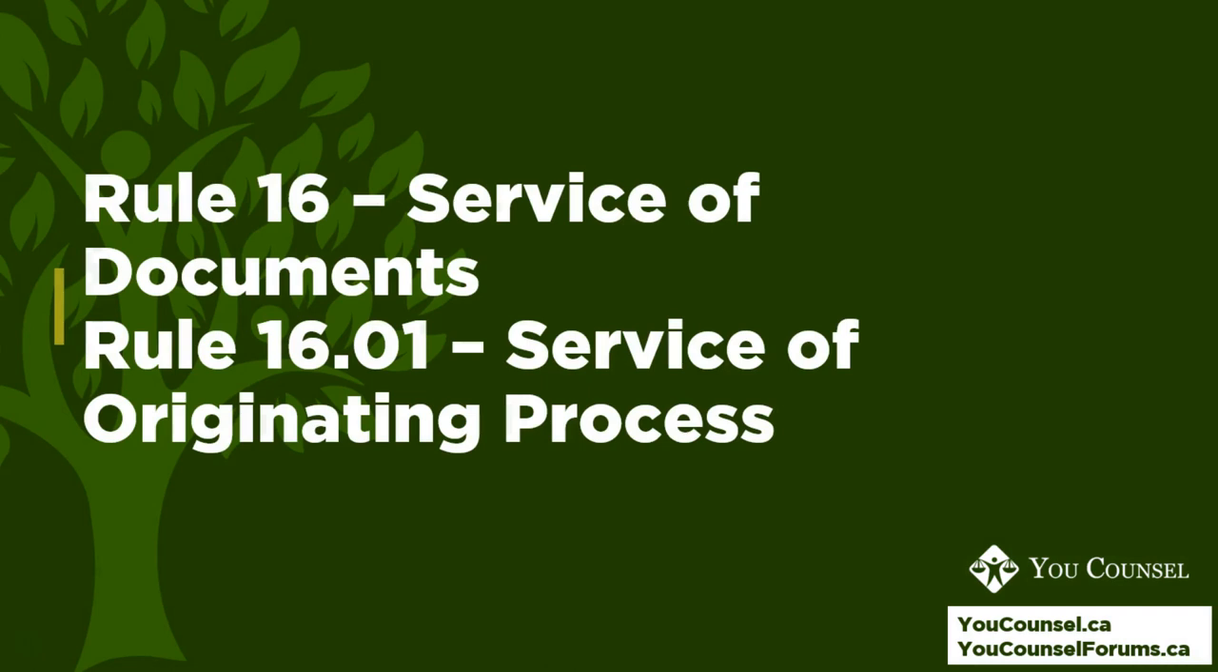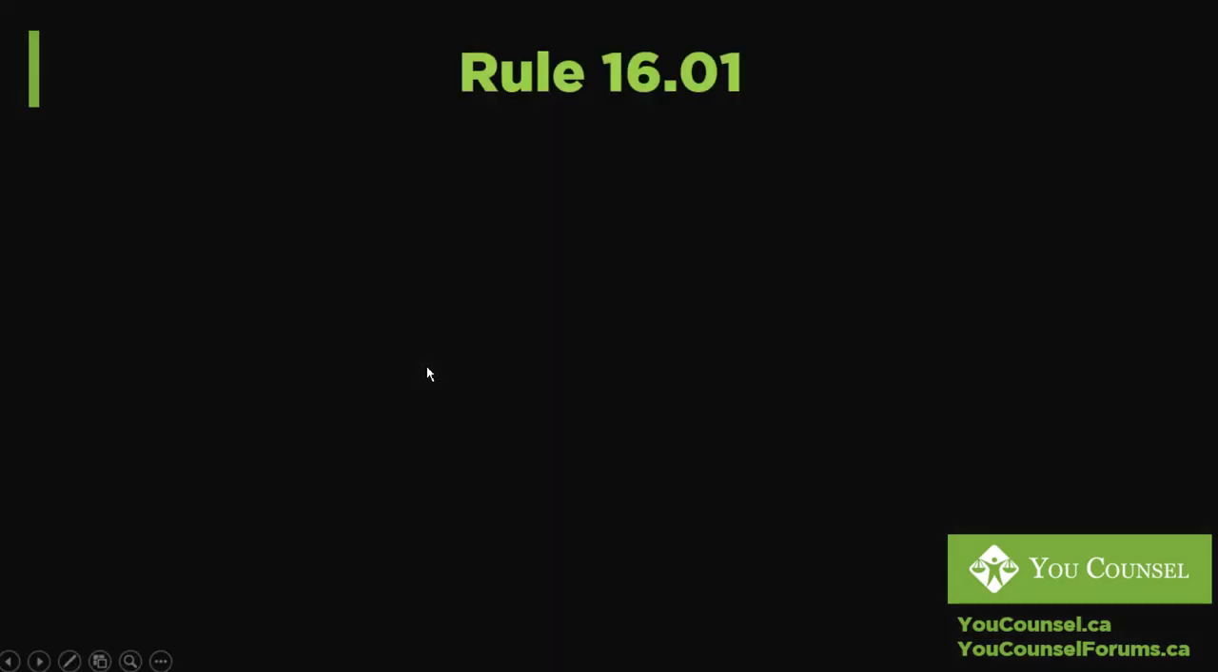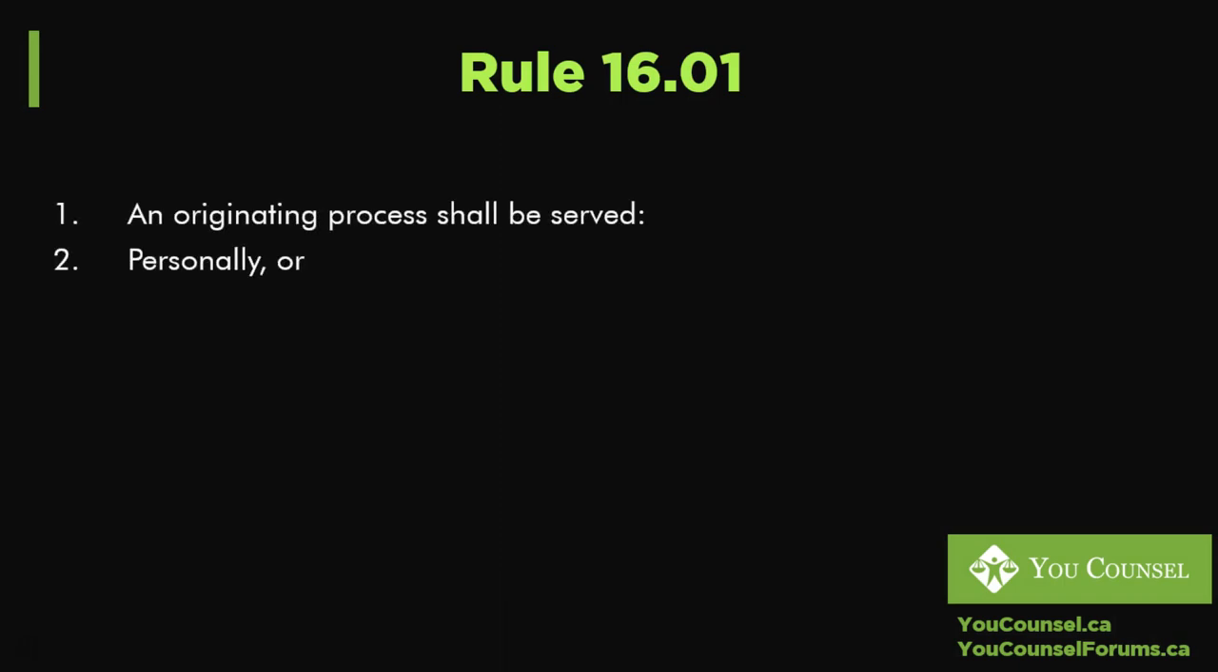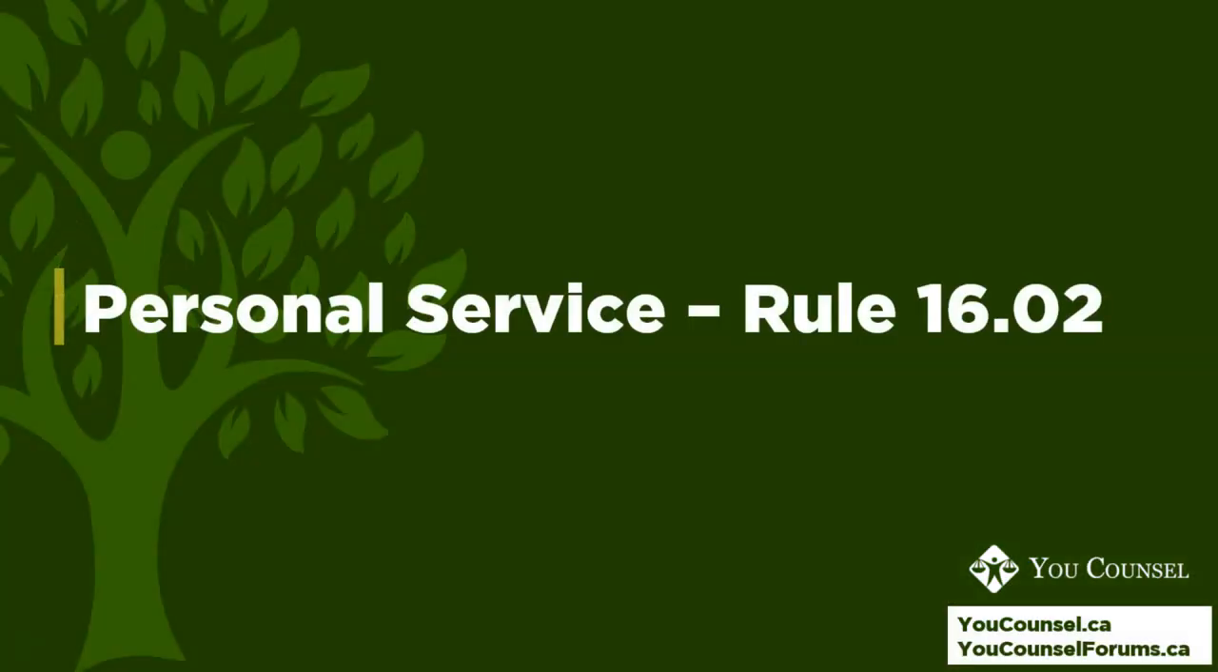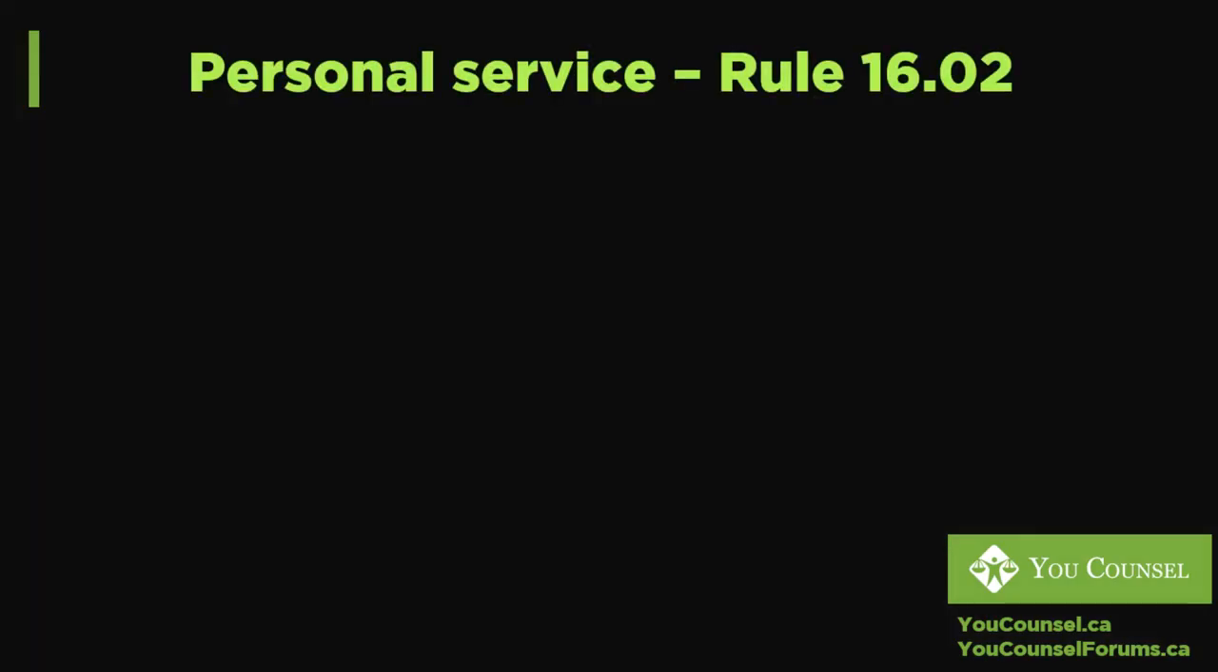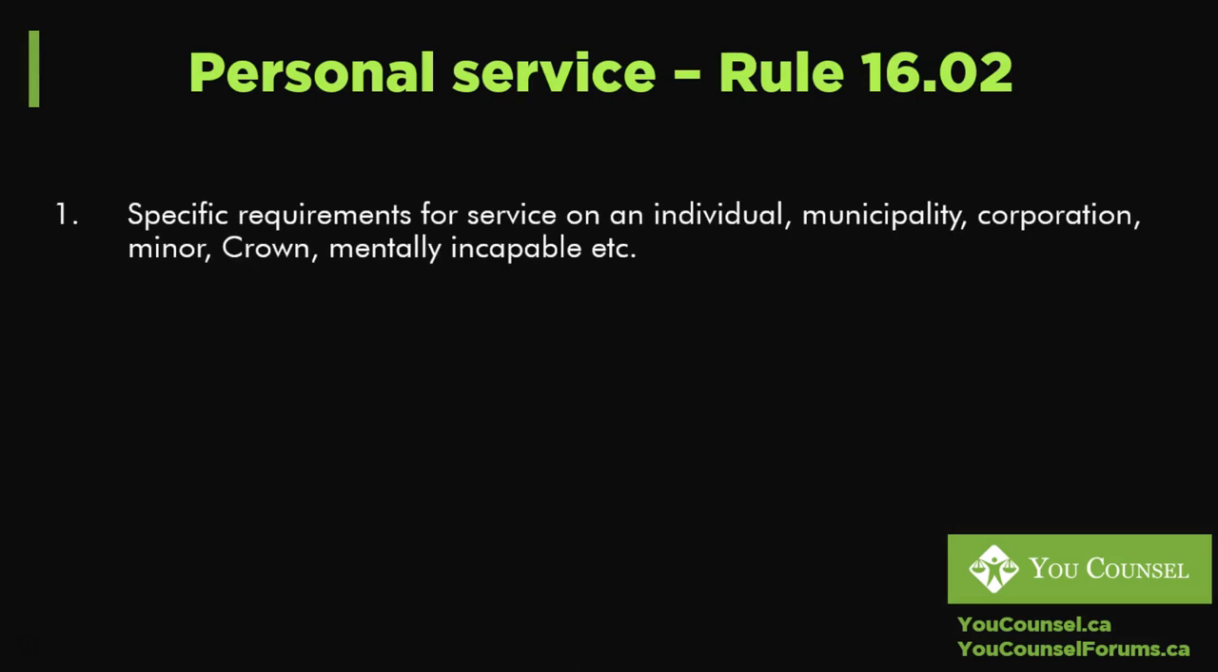Now, Rule 16 of the Rules of Civil Procedure is the one that specifically deals with service of all kinds of documents, and Rule 16.01 deals with the service of originating process. So 16.01 basically says that an originating process can be served personally or by alternative to personal service. So we'll look into briefly what is meant by a personal service and what is meant by an alternative to personal service. Personal service is specified in Rule 16.02.